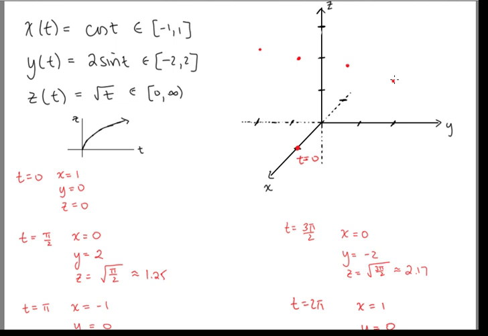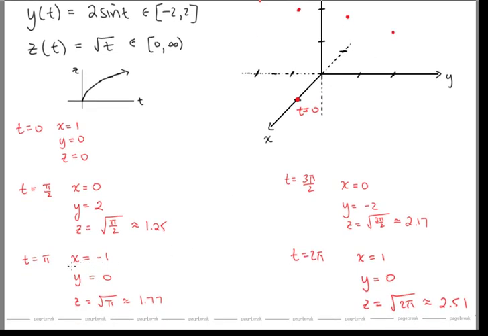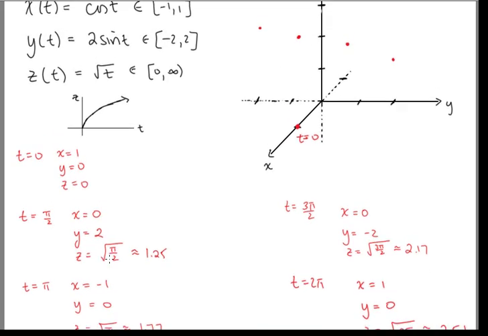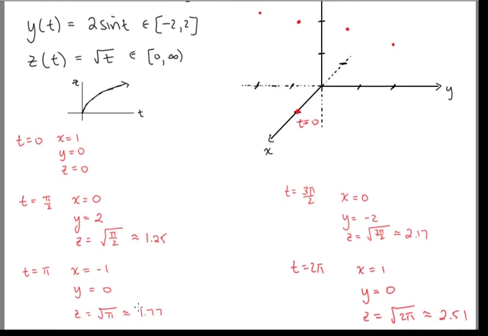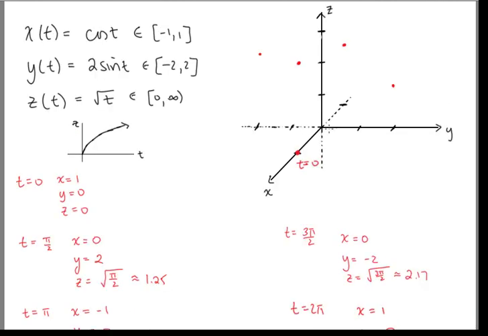Okay, what's next? When t is equal to pi, x is equal to -1, y is equal to 0, and z is equal to radical pi, which is approximately 1.77. So we're here. For t equals 3 pi over 2, we're at 0, -2, approximately 2.17.